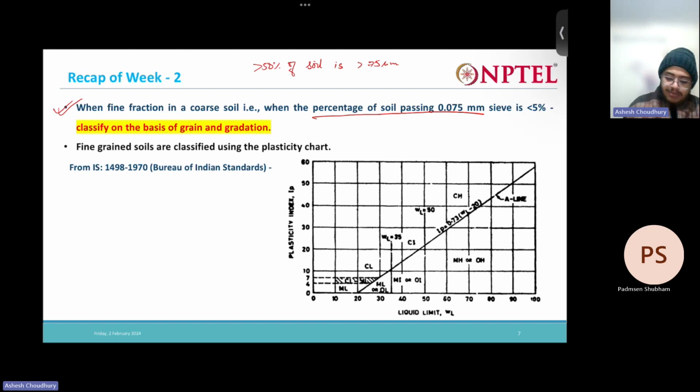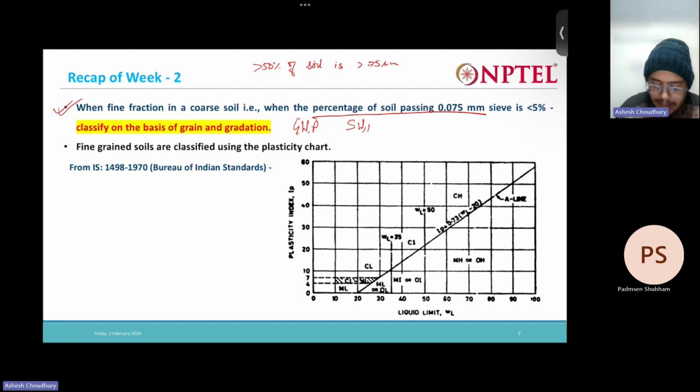The prefix is decided, either G or S, and the suffix can be one of two: either well graded or poorly graded. In detail, we will see how we classify well graded and poorly graded.